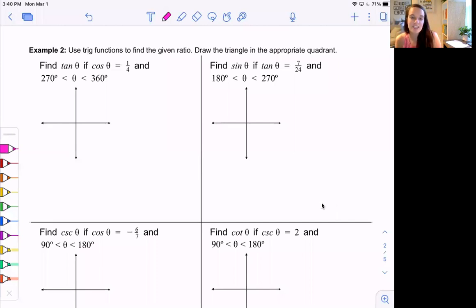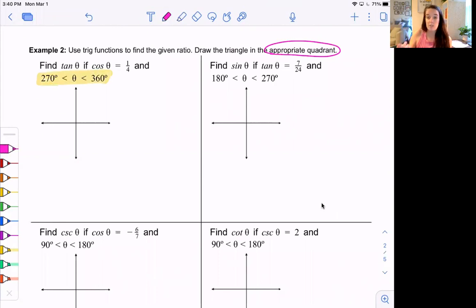All right, now we're going to do example 2. We're just going to take it up a notch by moving it out of that first quadrant. So now it says use trig functions to find the given ratio. So same exact instructions. This time it says draw the triangle in the appropriate quadrant. Right, so they're going to give us a clue. I can see that clue is right here on what quadrant to use.